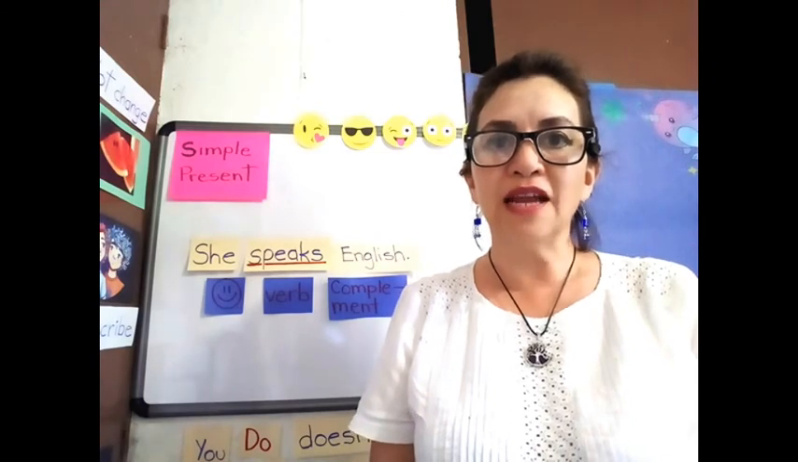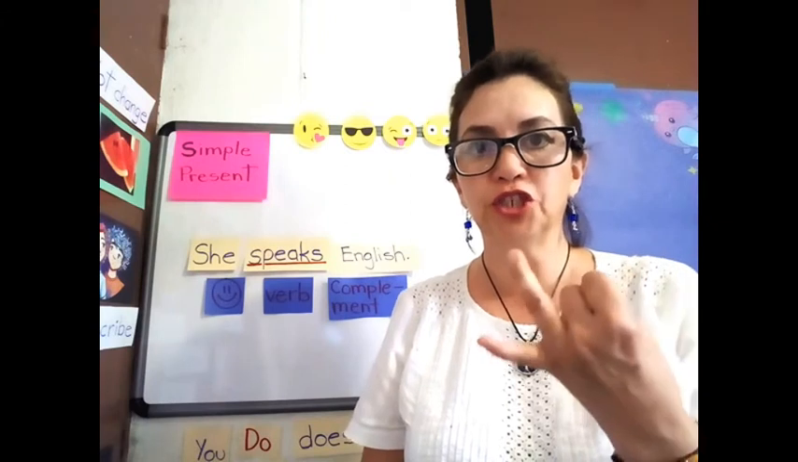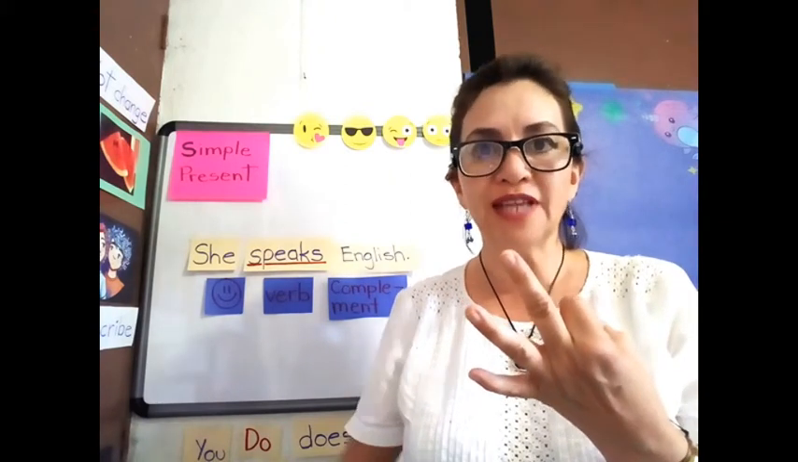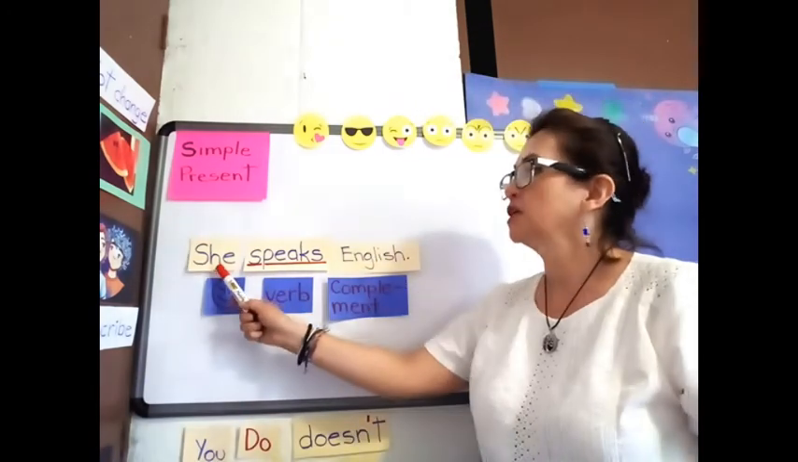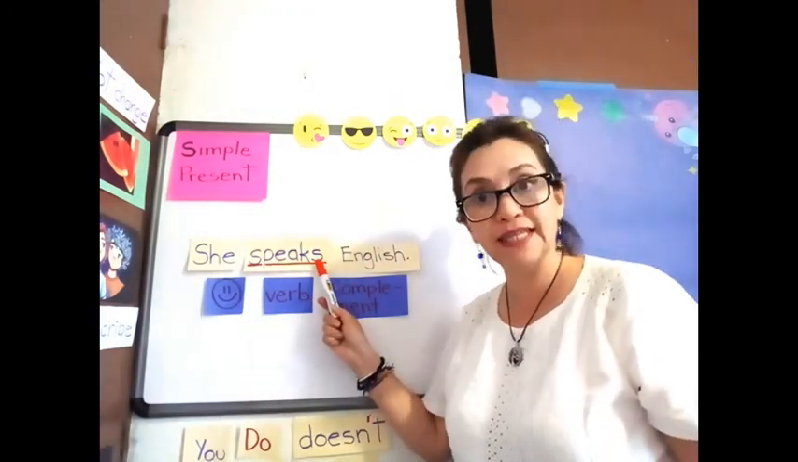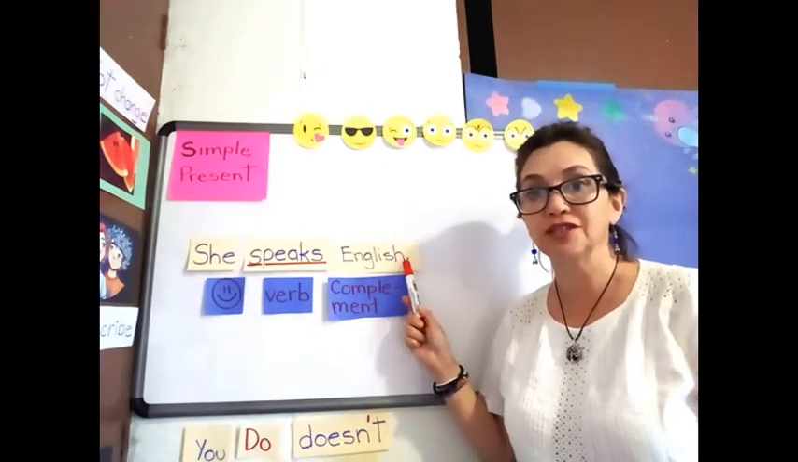To make an affirmative sentence in third person singular, he, she, or it, we just add an S to the verb. For example, she speaks English.